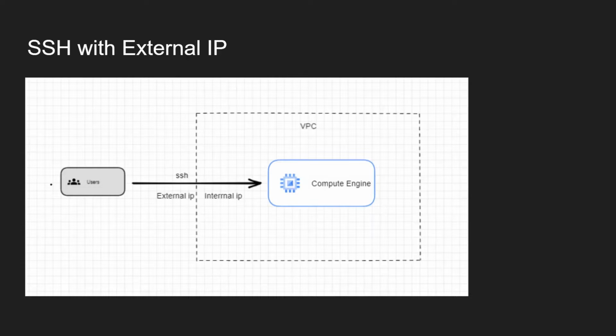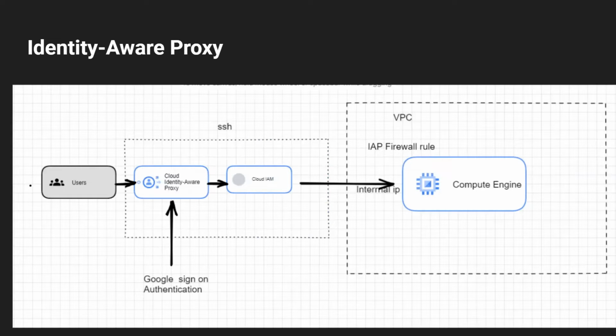In a normal scenario, we can SSH into the VM without external IP through the cloud console or through the cloud shell. In IAP, users are authenticated based on their Google sign-on, and if the user has sufficient IAM roles to interact with compute services, then the user is allowed to log in into the VM without external IP. So we'll see in detail how it works.